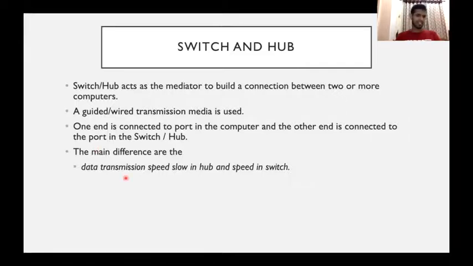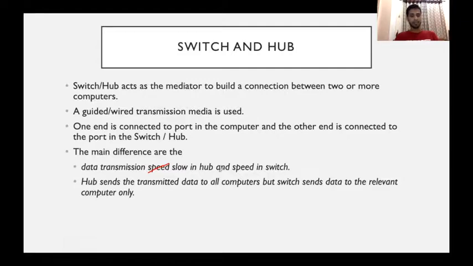The hub is very old, and the very latest one is the switch. Okay, I have typed this mistakenly, so I want to change it. The data transmission is slow in the hub, and the data transmission is speedy in the switch.